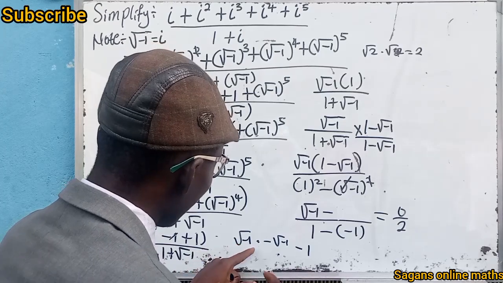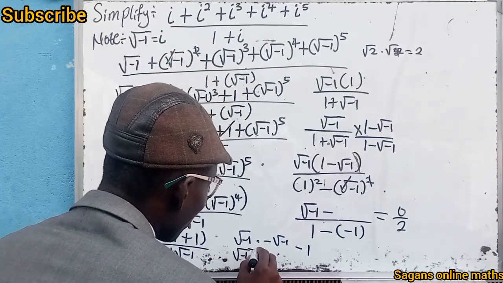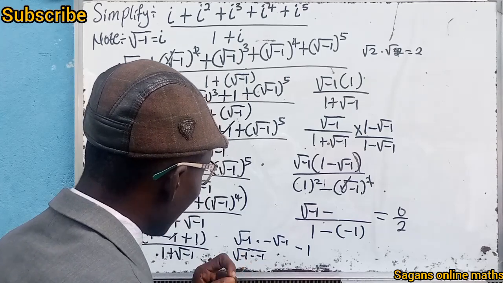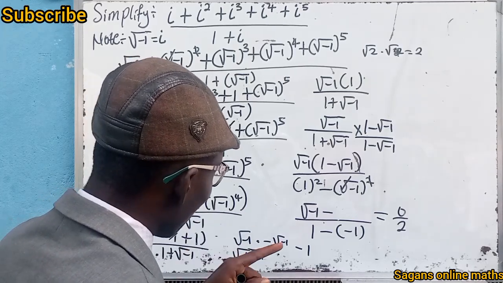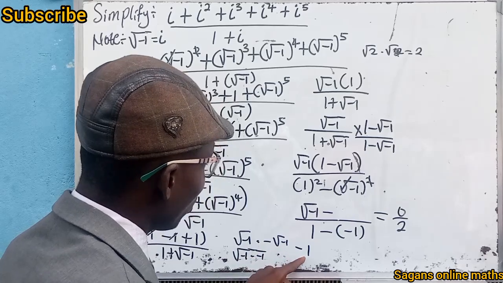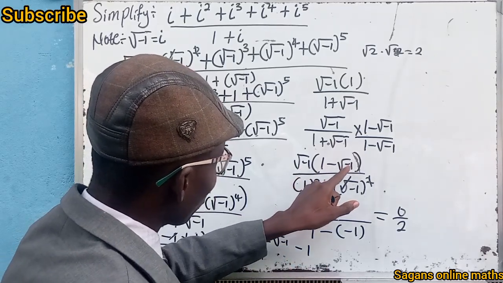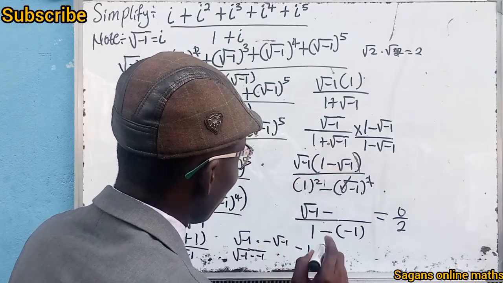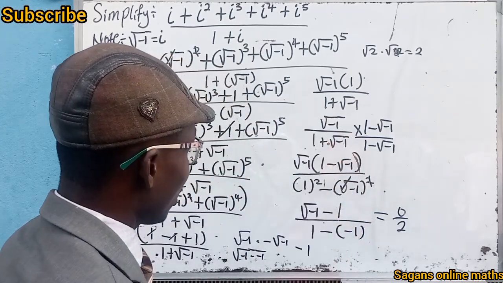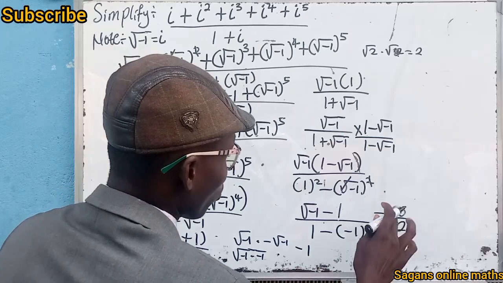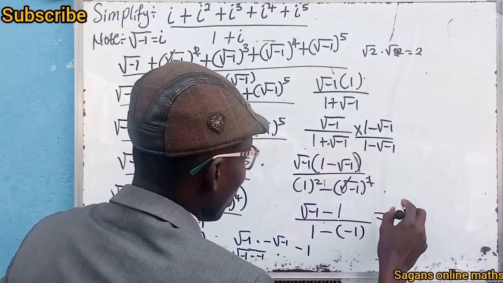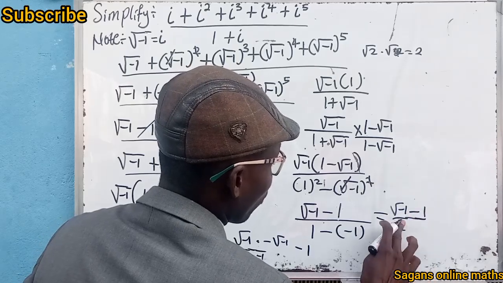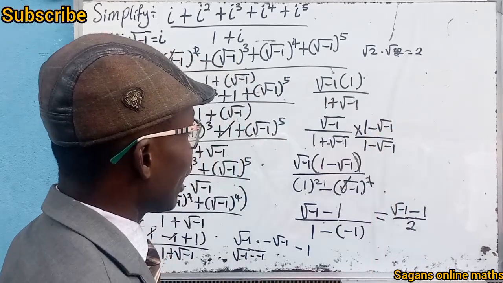So if that is the case, that means this is the same as √-1 multiplied by minus √-1, and minus 1 multiplied by minus 1 will give us 1, and the square root of 1 will give us 1. But we are still having a negative sign here. That's why we are having minus 1. That's good. So √-1 multiplied by minus √-1, we have to have 1 minus 1. So from there we are going to have this as √-1, then minus 1, all over 2.